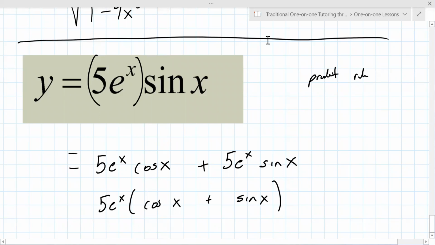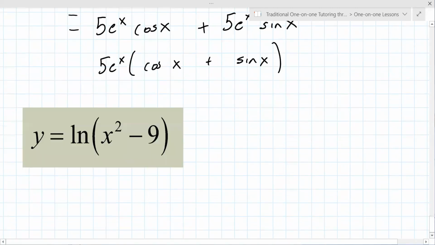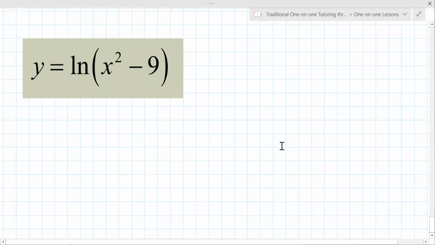Great. So the next one here is, yeah, we'll do this, and then after this is logarithmic differentiation, which we'll definitely want to cover because it's somewhat confusing the first time you see it. So give this one a try here. This is just a chain rule problem. Okay.